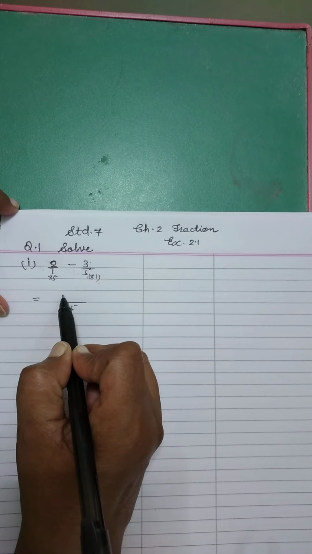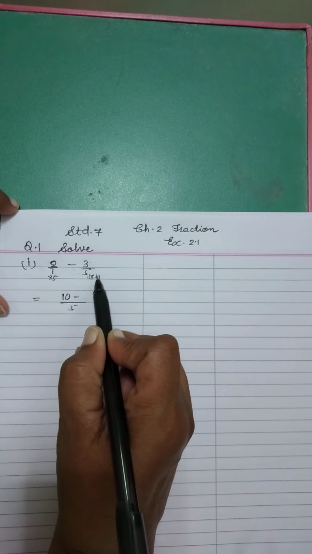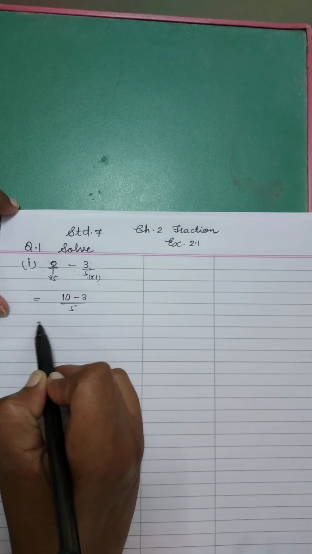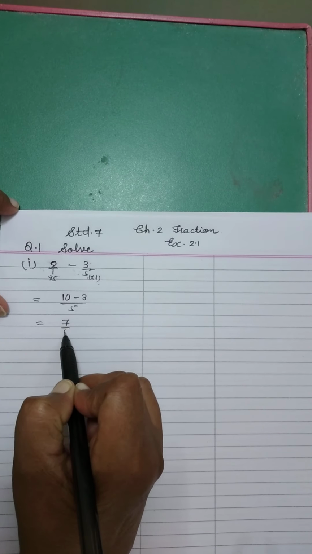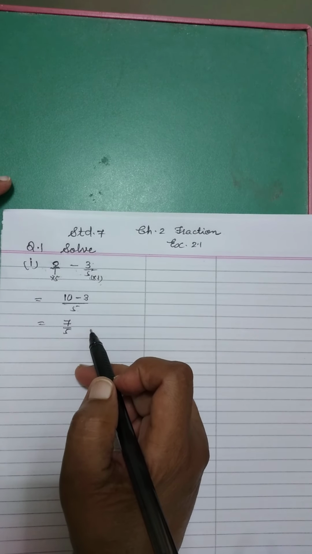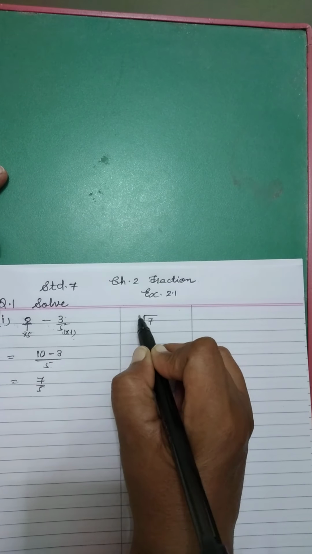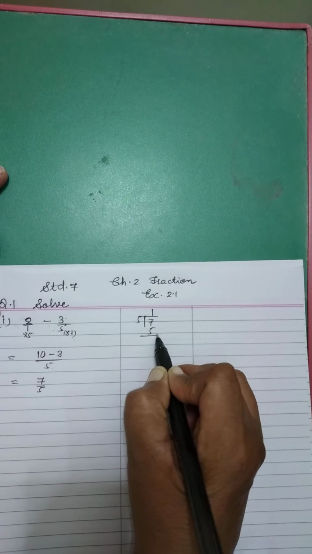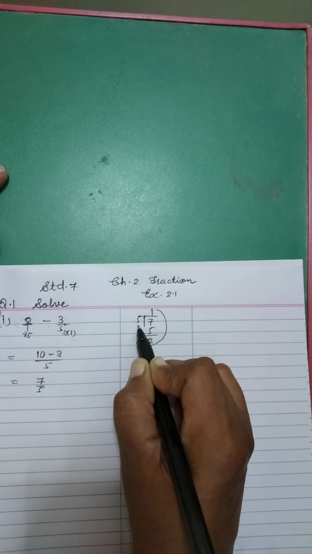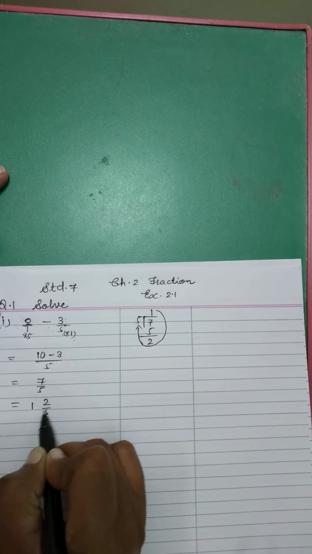Now 2 5s are 10, right? Here 5 ones are 5, already written. Now 3 ones are 3. Now 10 minus 3. 10 minus 3 is equal to 7 upon 5. Now you can divide, the numerator is big and the denominator is small. So 7 by 5. 5 ones are 5. 7 minus 5, 2. 1 integer 2 upon 5. Your answer will be 1 integer 2 upon 5.